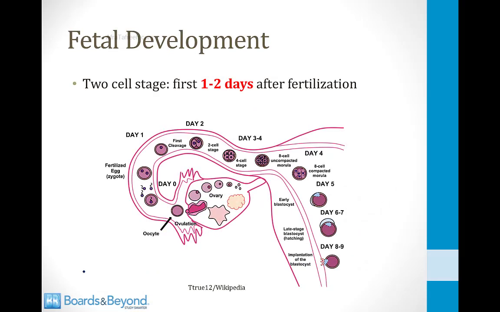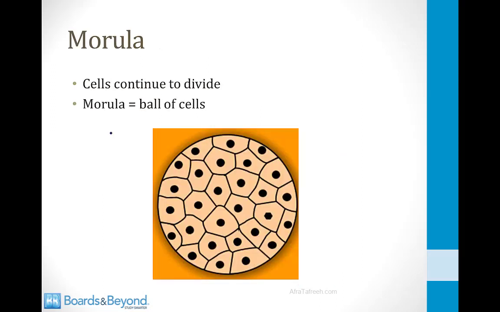Shown on this slide is an illustration that you can find in many textbooks showing all the steps from ovulation through fertilization through implantation of the developing embryo in the wall of the uterus. So first of all, you should know that fertilization takes place in the fallopian tubes, and it usually takes about 2 days after fertilization before that first cleavage event occurs, and the developing embryo goes from the 1-cell stage to the 2-cell stage.